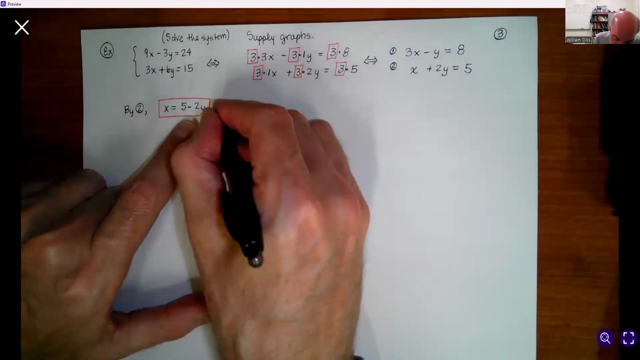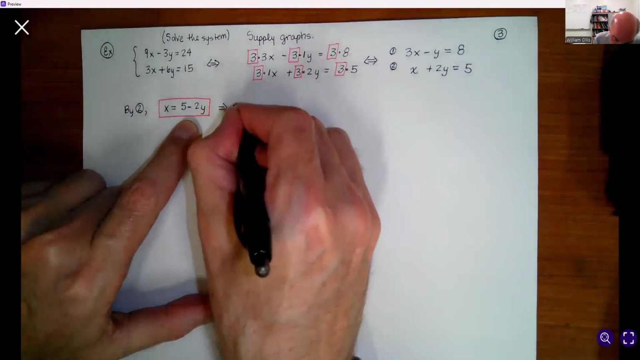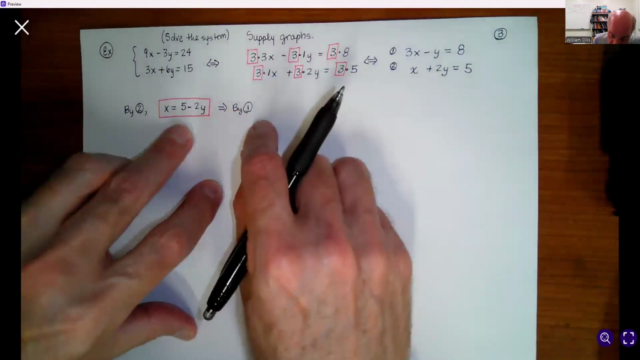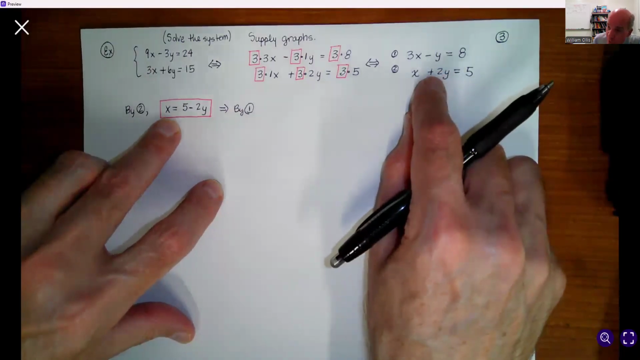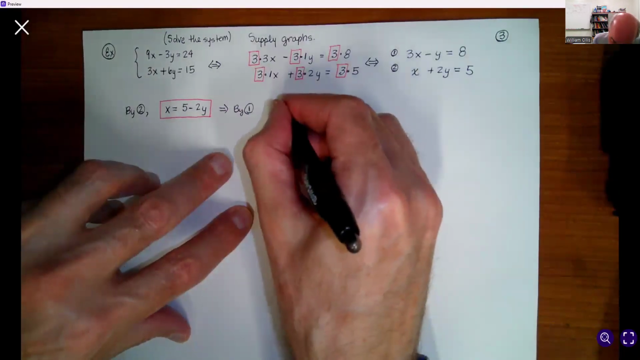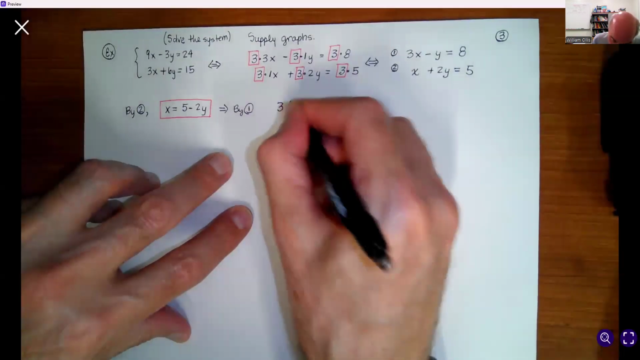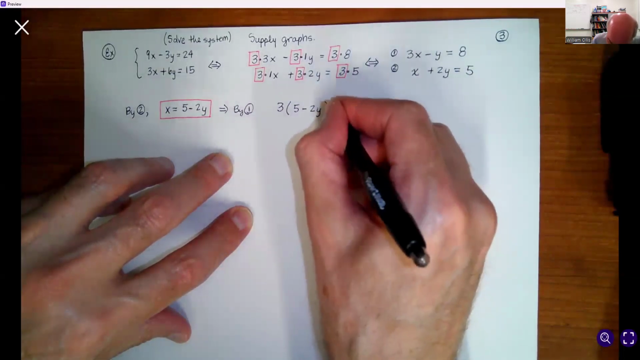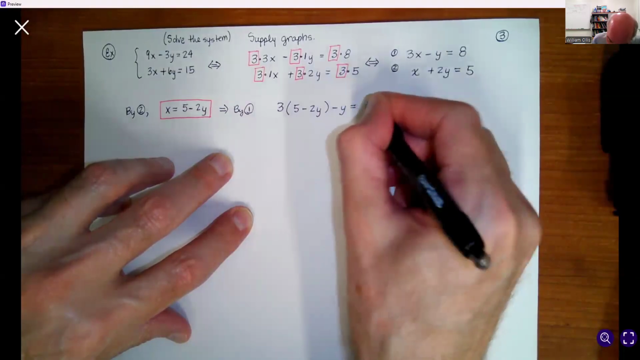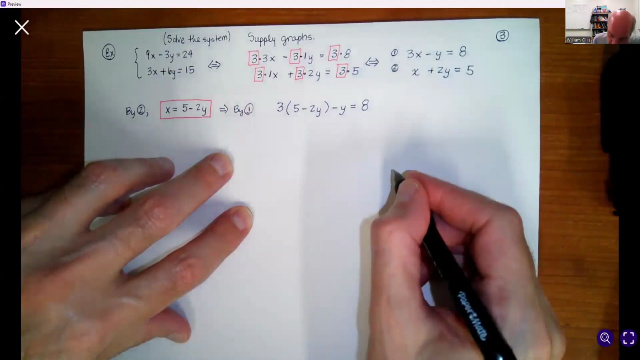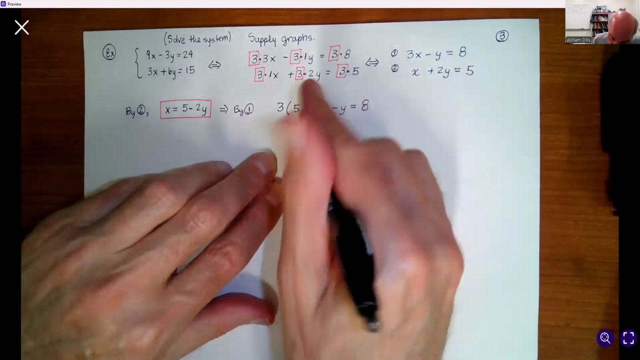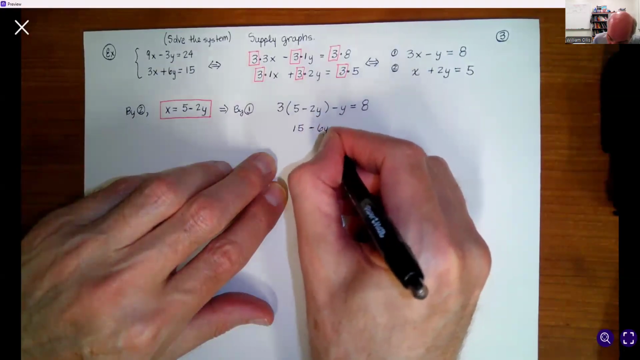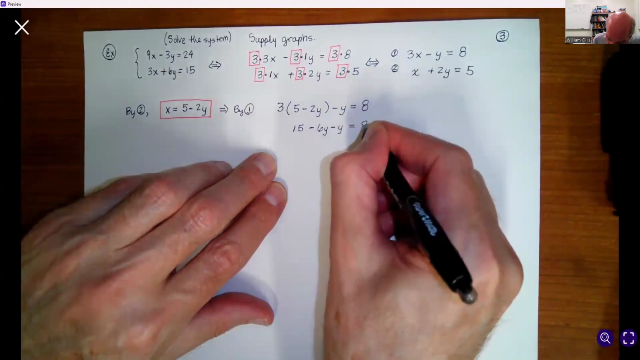And so now this implies by 1, if you will, we can now substitute into 1 the expression for x. So this gives us 3 times (5 minus 2y) minus y equals 8. So now let's go ahead and reduce this. Distributive law. 3 times 5 is 15. Very simple. 3 times the negative 2y, negative 6y, minus y equals 8.